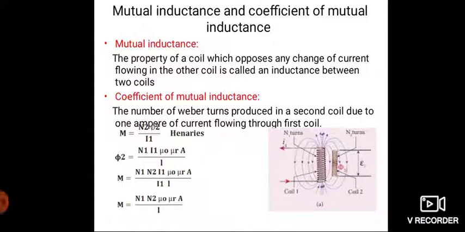Mutual inductance and coefficient of mutual inductance. Mutual inductance, the property of a coil which opposes any change of current flowing in the other or neighboring coil, is called mutual inductance between two coils. Mutual inductance is represented as M, and the SI unit of mutual inductance is Henry.